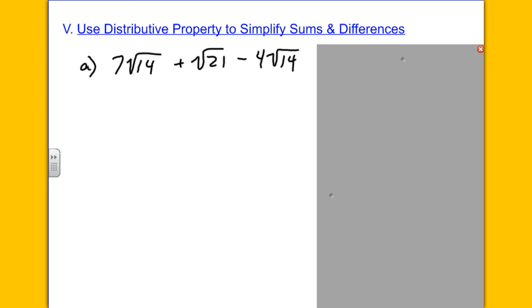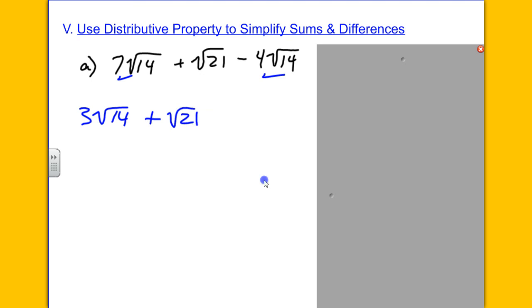We are looking at these terms the way we would if they had a variable. This is 7 square roots of 14. This is how many square roots of 21? It's 1 square root of 21. And this is negative 4, what? Square roots of 14. So which ones are the like terms? The square roots of 14 terms. This one and this one are like terms, right? So we can bring like terms together. I have 7 square roots of 14 minus 4 square roots of 14. How many do I have now? 3 square roots of 14. And I still have square root of 21.